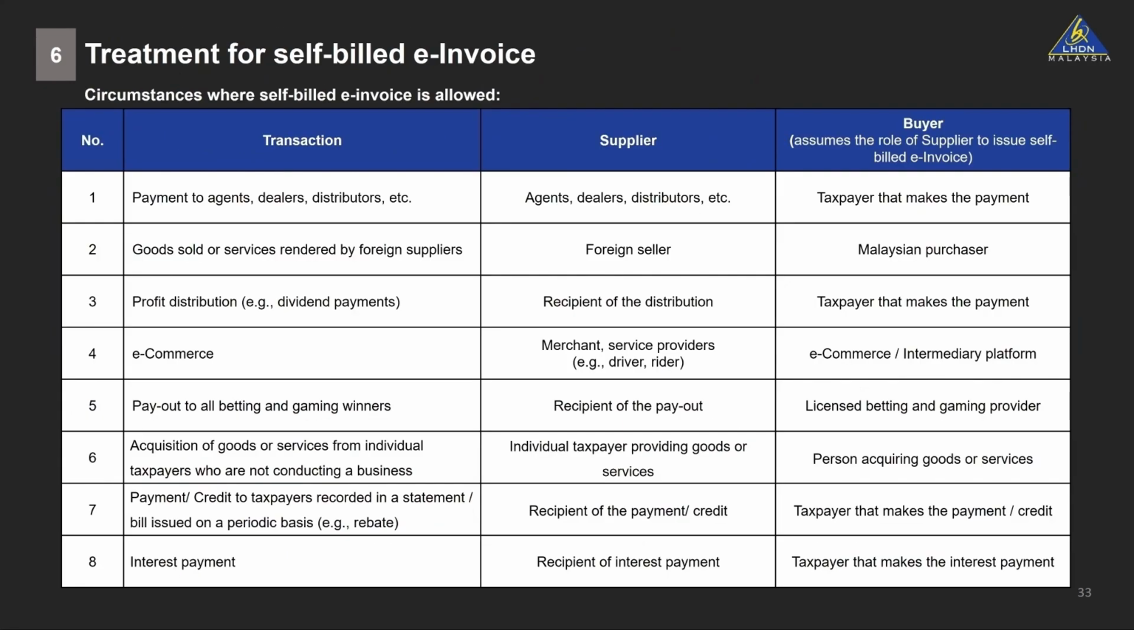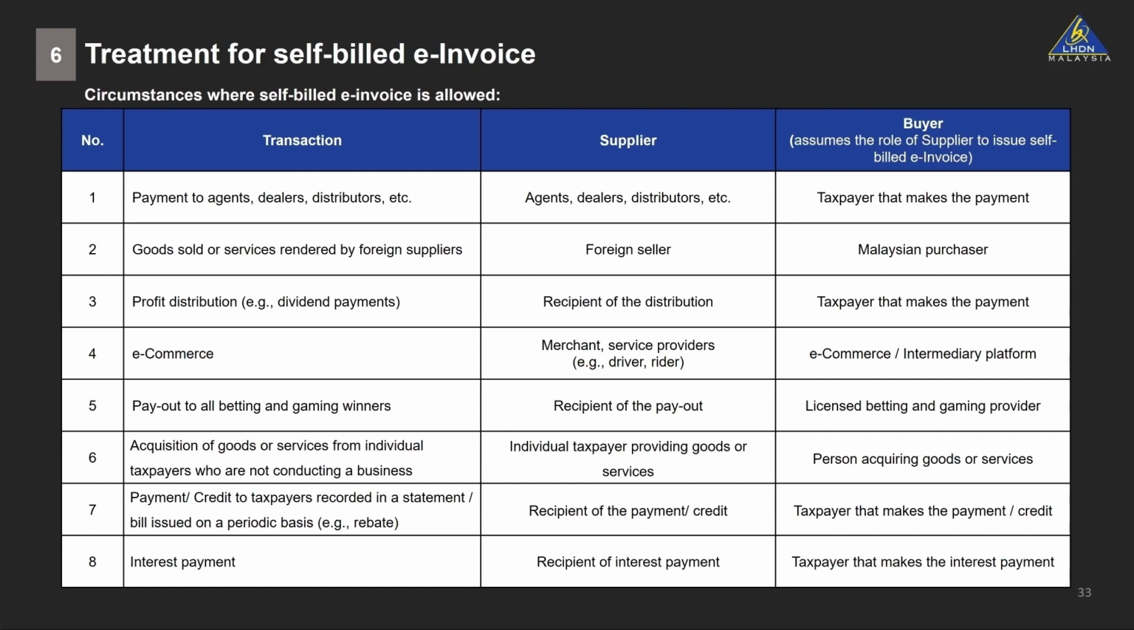So next is self-bill invoice. Untuk treatment self-bill invoice ni ada 8 transaction yang dibenarkan untuk sekarang, iaitu dalam self-bill invoice ni buyer or other party akan mengambil peranan sebagai supplier and become the issuer of e-invoice lah. Okay. So the specific transaction for self-bill invoice ni yang pertamanya adalah payment to agent, dealer, distributor or related third parties, di mana buyers are required to issue invoice for payment made to agent or third parties.